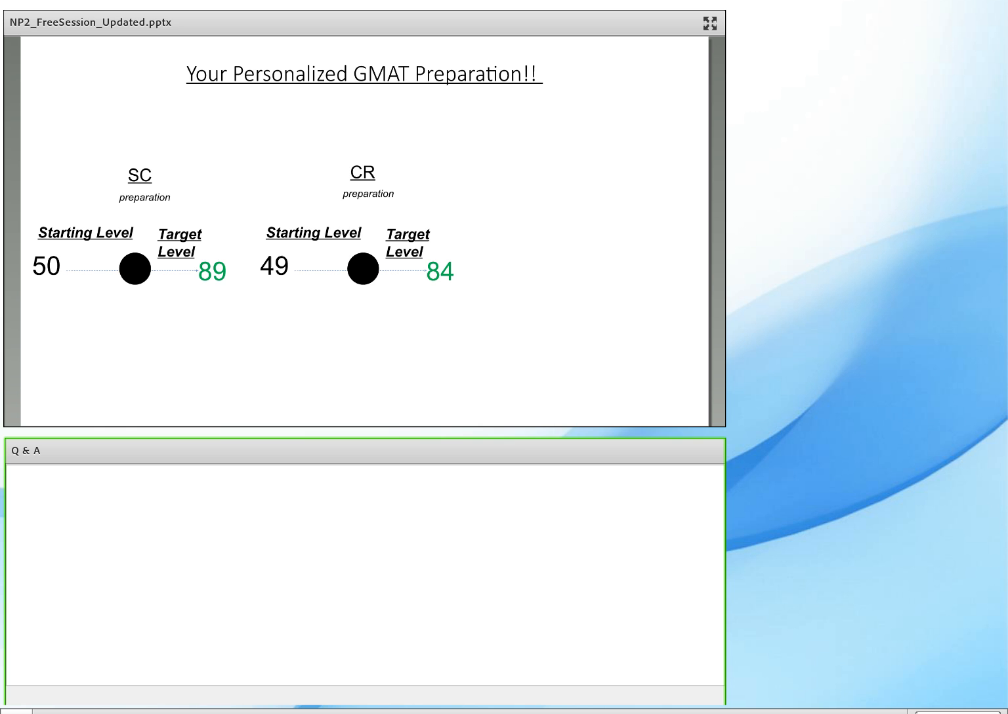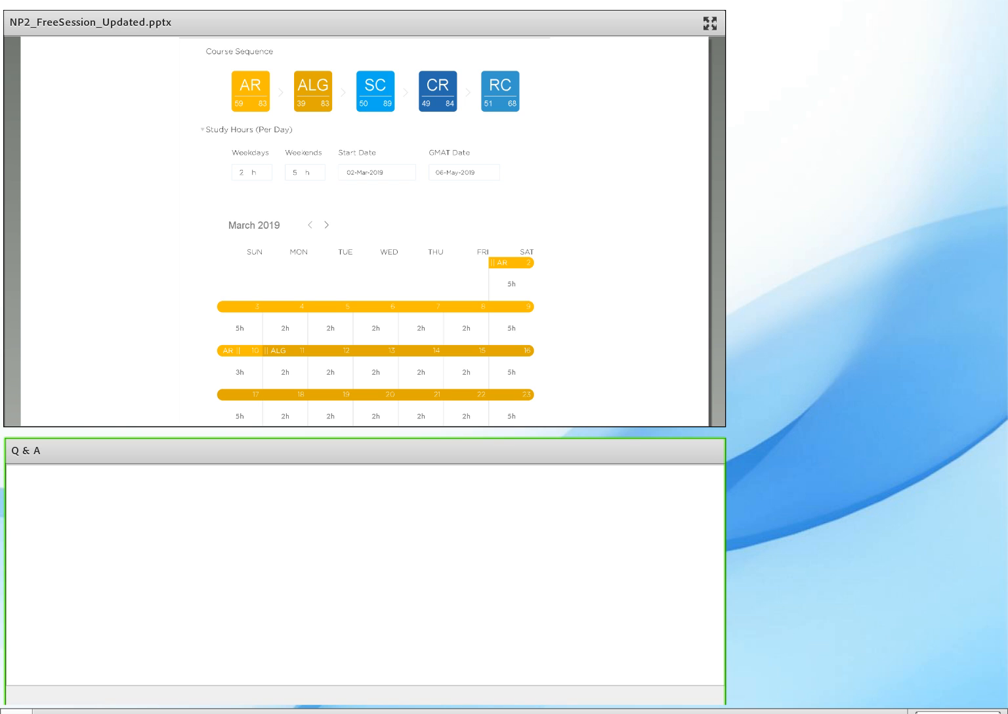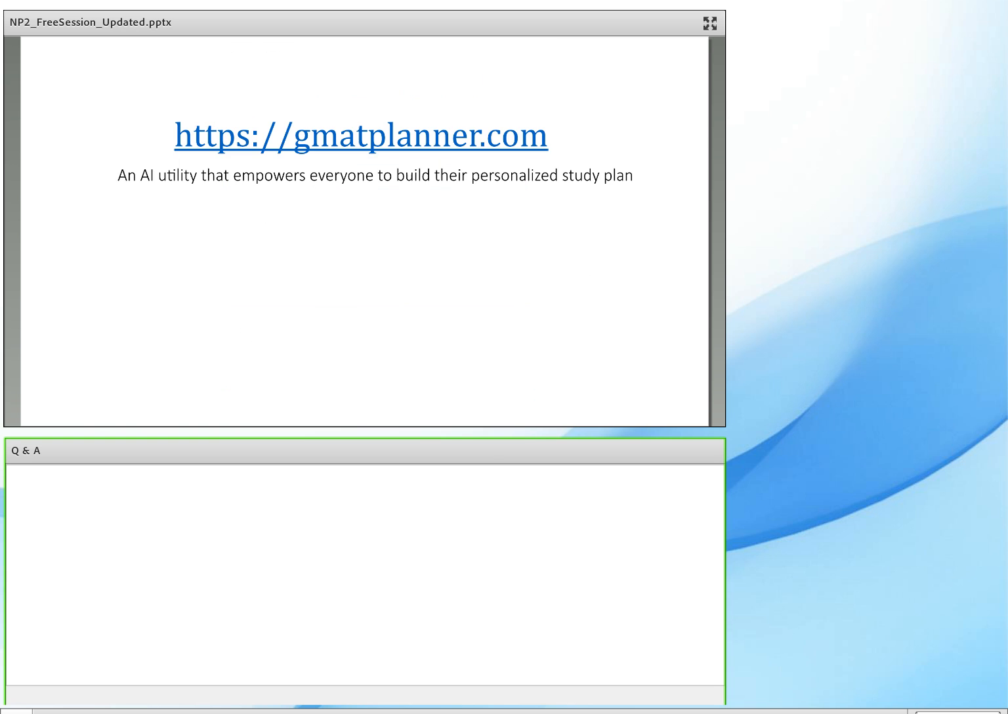So when this happens, as I said, your GMAT preparation becomes a set of 5 mini preparations, each with its own starting and ending point. It then creates this calendar view for you where you can see when you need to study arithmetic, when you need to study algebra, when you need to study sentence correction, critical reasoning, and how many hours you need to put in. And this is something that you can personalize over here as well. You can put in this input and this can be changed accordingly. So why do we spend a few thousand hours building this utility? So that each one of you can create a personalized study plan in 7 minutes or fewer.